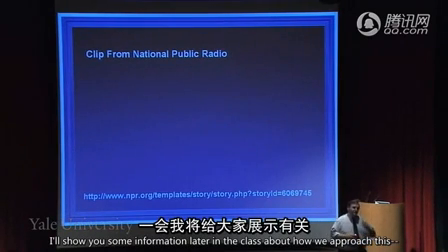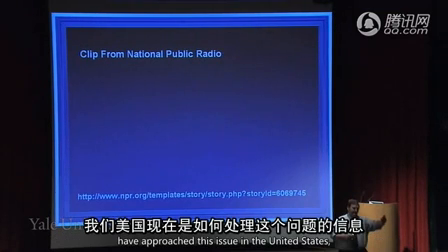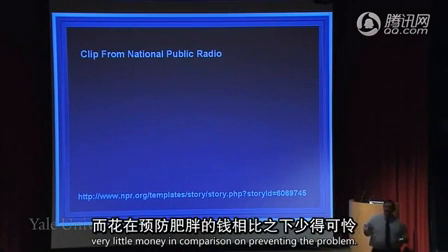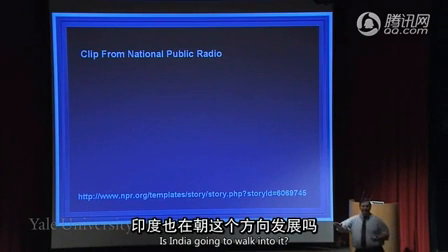And so I'll show you some information later in the class about how we have approached this issue in the United States, which is to spend billions of dollars on research to treat obesity, very little money in comparison on preventing the problem. That is a trap. It's like the quicksand is sitting there. Is India going to walk into it?